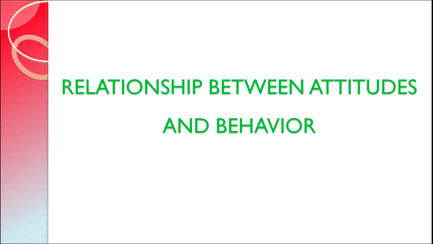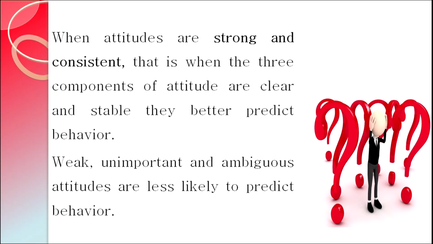Let us also understand the relationship between attitude and behavior, that is, how our behavior is determined by our attitude. The relationship between attitude and behavior is complex, and it is often difficult to predict one's behavior from his or her attitude. When attitudes are strong and consistent, that is, when the three components of attitude, the affective component, the behavioral component and the cognitive component, are very clear and stable, they better predict the behavior. But weak, unimportant and ambiguous attitudes are less likely to predict the behavior of the individual.